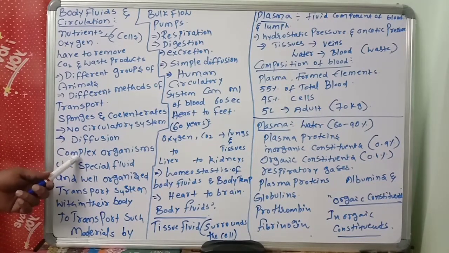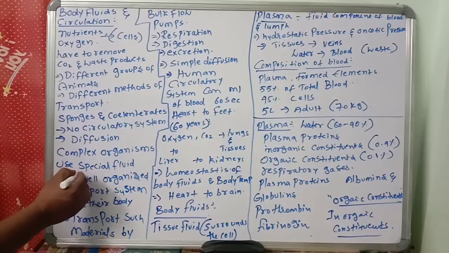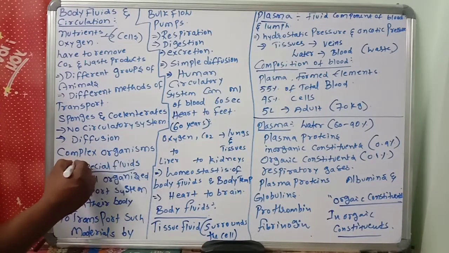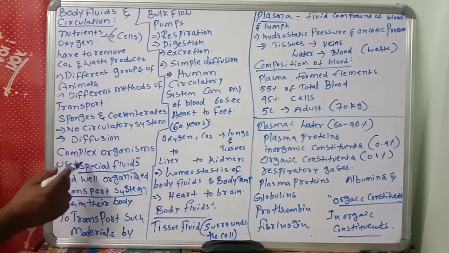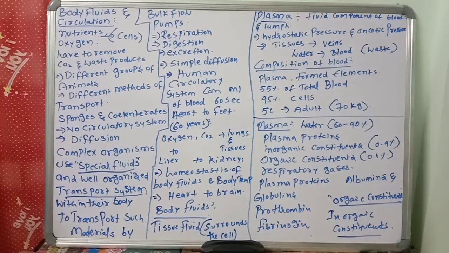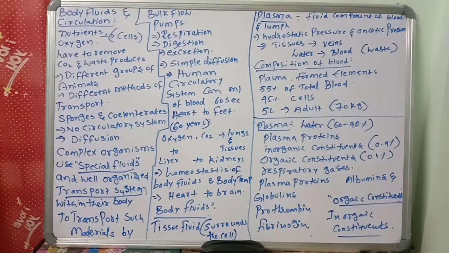What about the most complex organisms? They use special fluids. This is important. From here onwards, you have to concentrate. The special fluids and what you call a well organized transport system. Special fluids and a well organized transport system are there within their body to transport such materials by bulk flow. Okay, bulk flow or convective transport with the pumps.